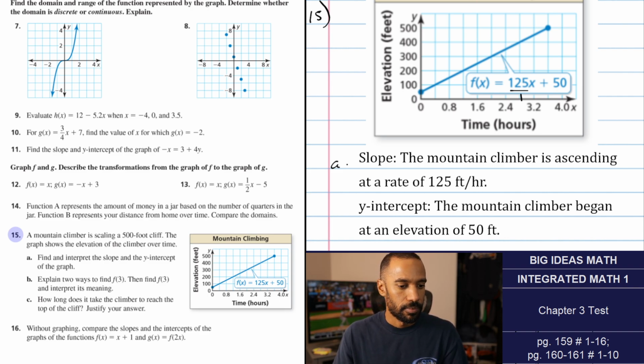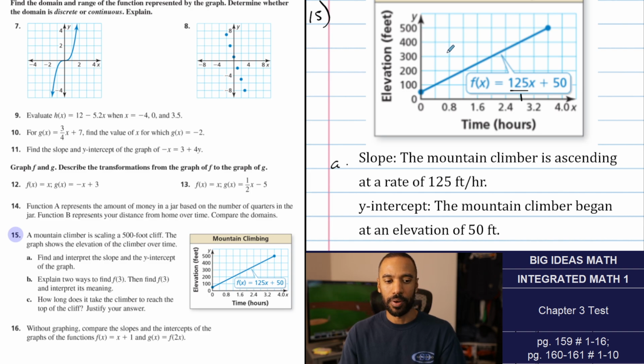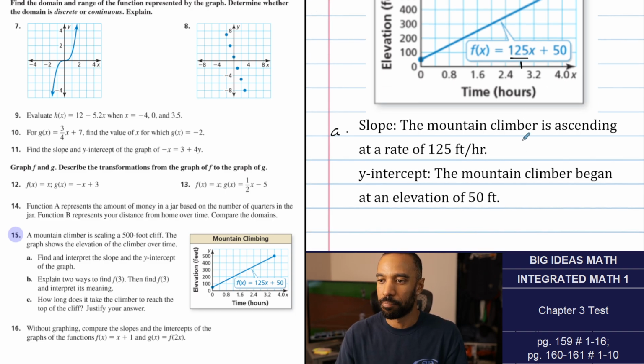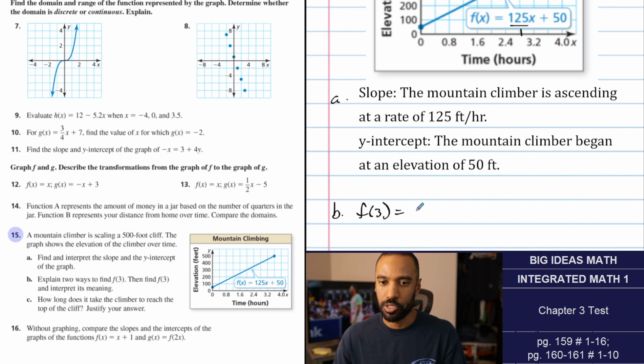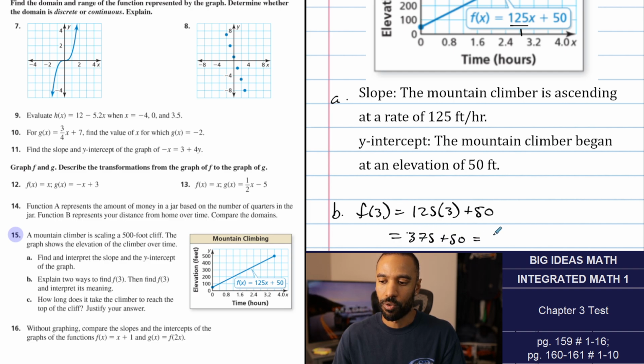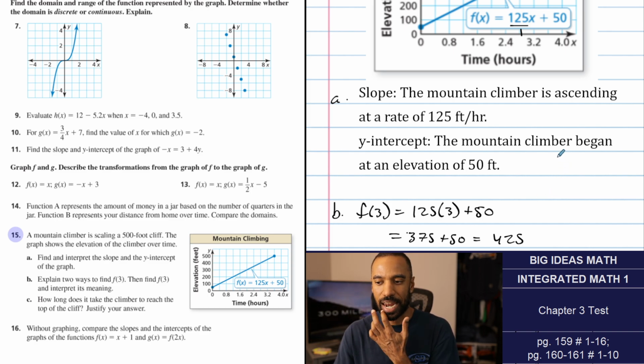Part B, explain 2 ways to find f of 3, then find f of 3 and interpret its meaning. Well, one way we can find f of 3 is based off the equation. So we can say f of 3 equals, and we substitute 3 for x in that equation, 125 times 3 plus 50, which is 375 plus 50, which is 425. In terms of interpreting its meaning, we're going to get to that after the other one.